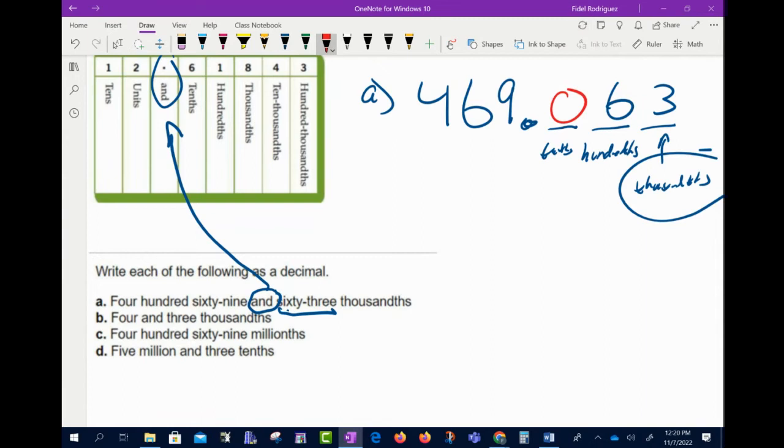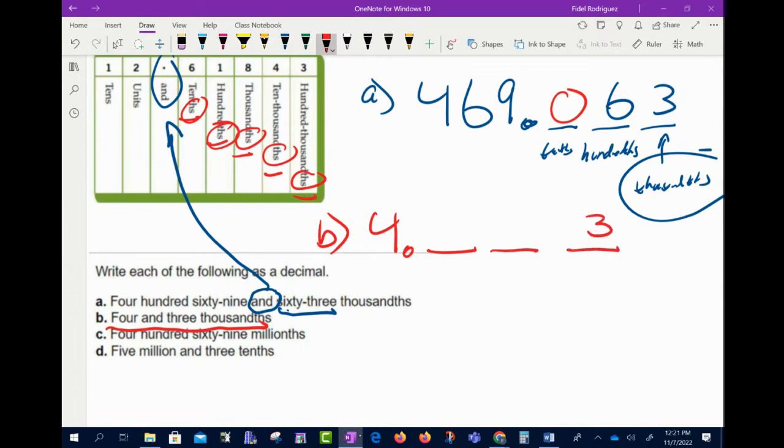And so again, what I'm really looking at here is, if I look to the right of my decimal point, the first one is the tenths, the hundredths, the thousandths, the ten-thousandths, the hundred-thousandths. If you notice, at the end of each of them they all have that little "th" business, right? That just means those numbers are to the right of the decimal point, okay? So look, let's look at B. It says 4 and 3 thousandths. Okay, 4, remember, and is a decimal point. 3 thousandths, so tenths, hundredths, thousandths. The 3 is going to go in the thousandths position. So then those have to be zeros, okay?